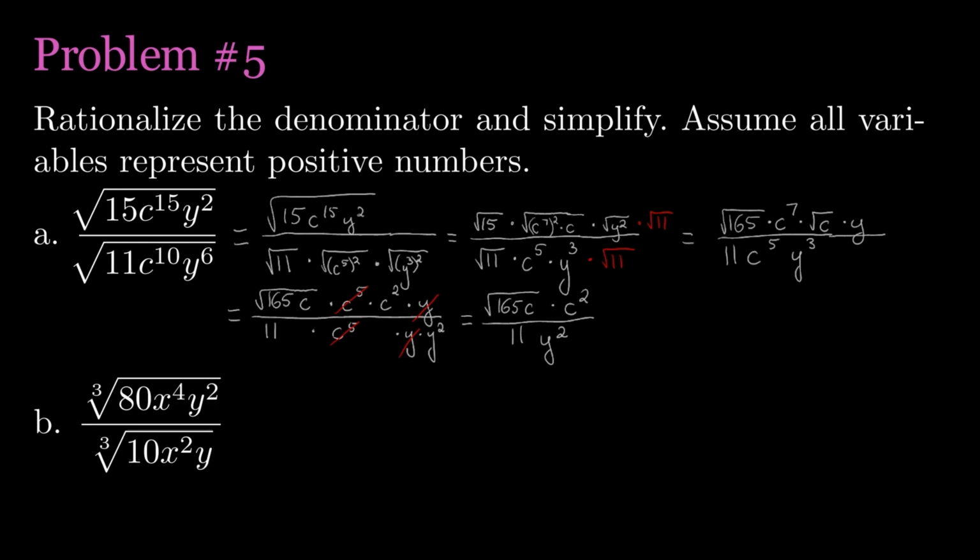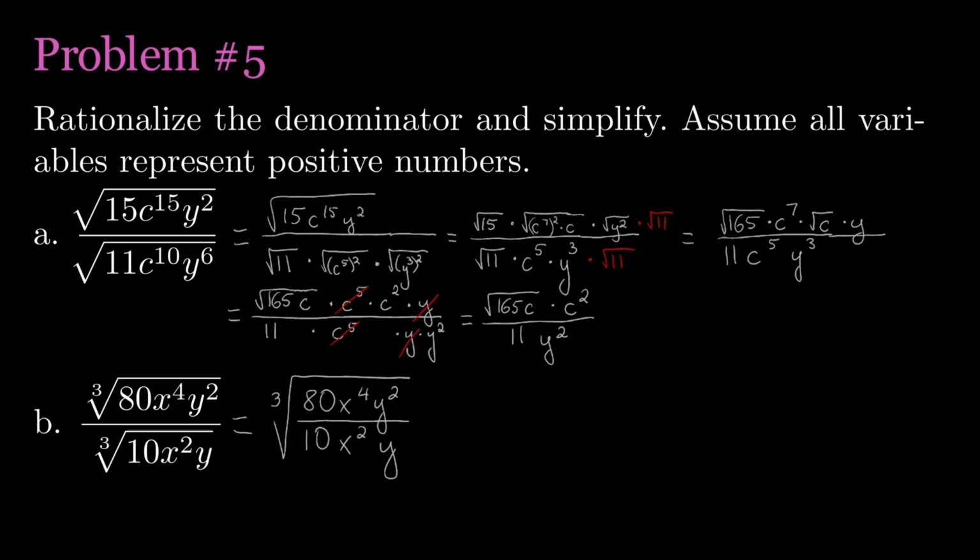Now moving on to part B, I acknowledge that there are lots of simplifications possible between the radicands of the numerator and denominator. So instead of first dealing with each of them separately, I'm gonna rewrite that as a single cube root of the radicand of the numerator over the radicand of the denominator and perform the simplifications there. And so I have a single cube root of the radicand of the numerator, 80x to the 4th y squared, over the radicand of the denominator, 10x squared y, or y to the 1st, in other words.